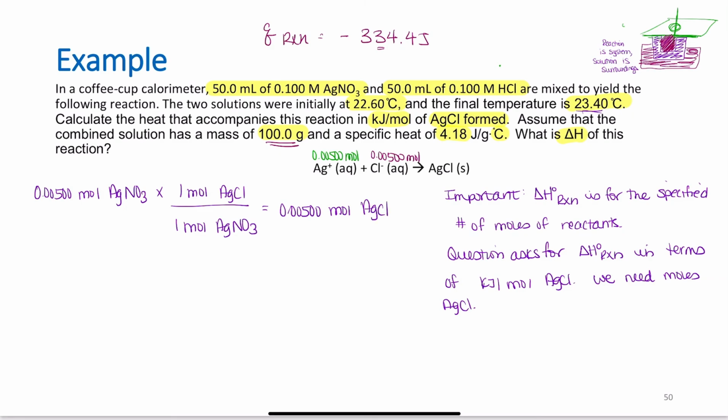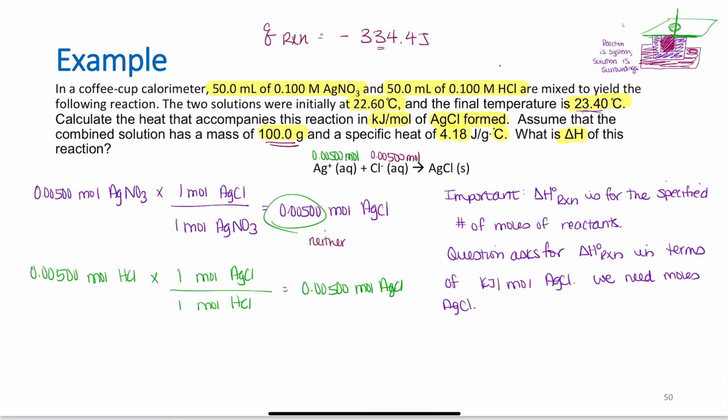We could do the same thing to make sure that the HCl is not limiting. 0.00500 moles of HCl. 1 mole of silver chloride to 1 mole of HCl. 0.00500 moles of silver chloride. So yes, we are going to prepare 0.005 moles of silver chloride. Neither reactant is limiting or in excess. They're just equal. They're what we call equal molar.